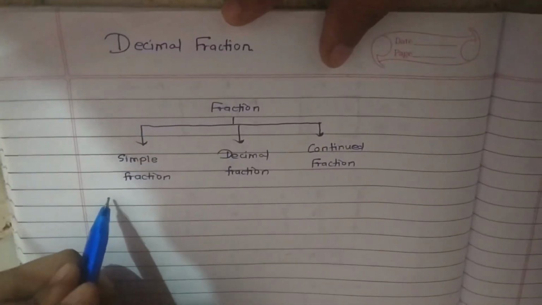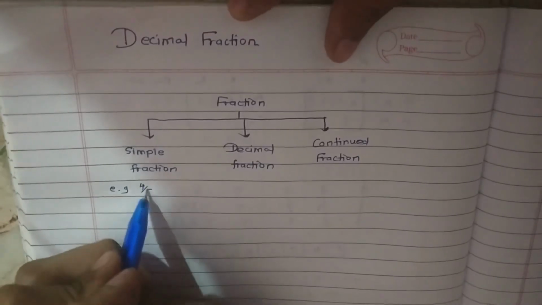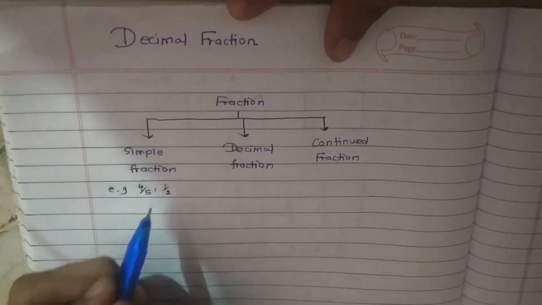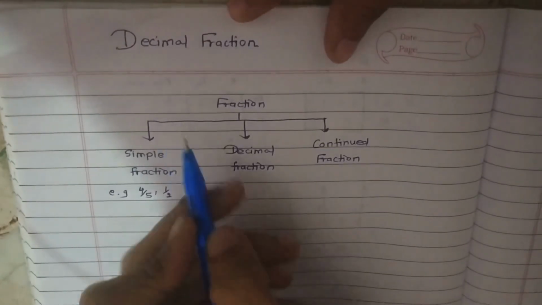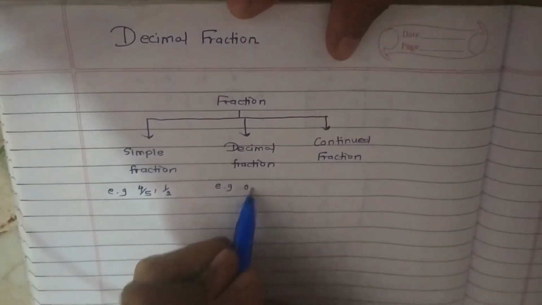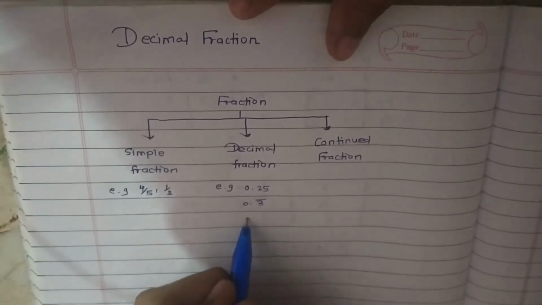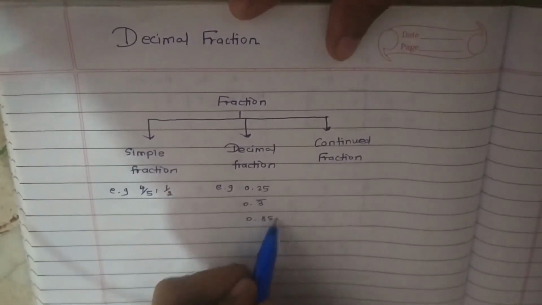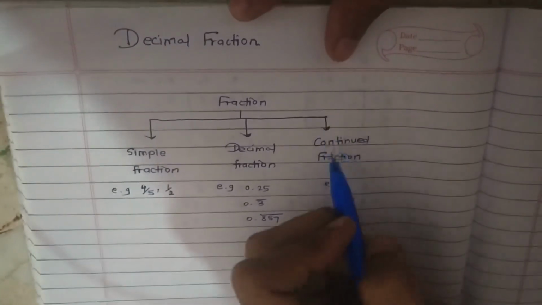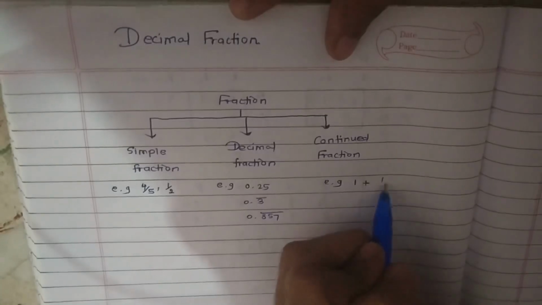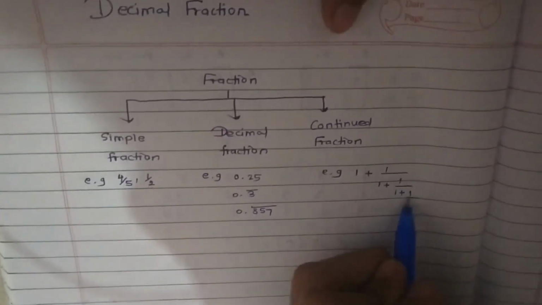The examples of simple fractions are 4 by 5 and 1 by 2. The examples for decimal fractions are 0.25, 0.3 bar and 0.857 bar. The examples of continued fractions are 1 plus 1 upon 1 plus 1 upon 1 plus 1 upon 2.